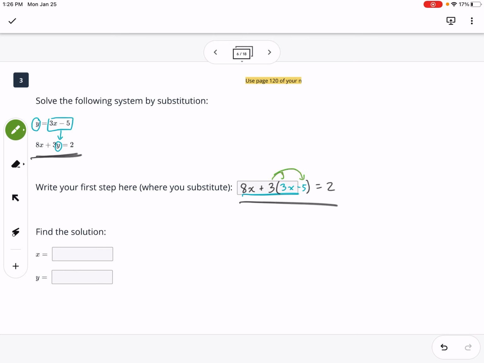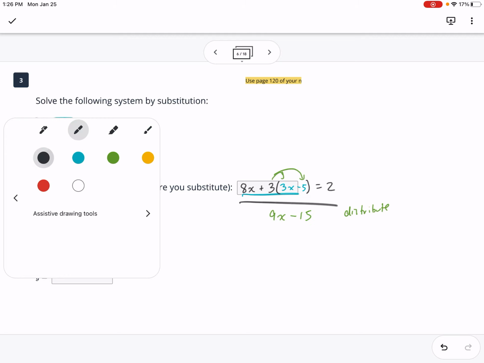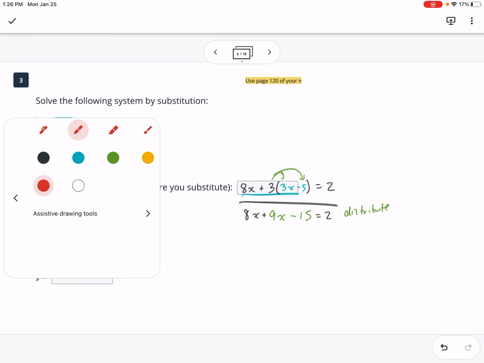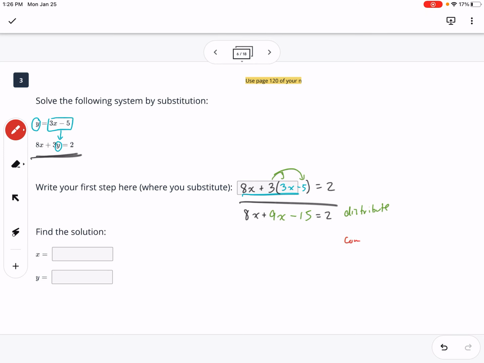So I would start by distributing. 3 times 3 is 9x. 3 times negative 5 is negative 15. And then I'm just going to bring down everything else. So I distributed here in green, and I'm bringing down everything else. My next step is I'm going to combine like terms. My like terms here are 8x and 9x because they both have an x on them. So that's 17x. And again, I'm just bringing down everything else.